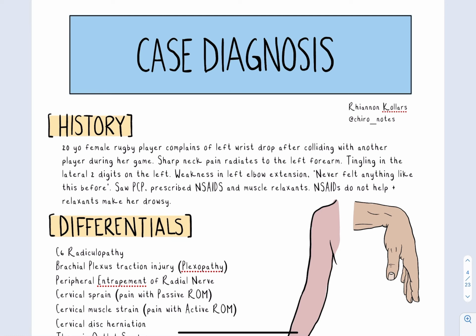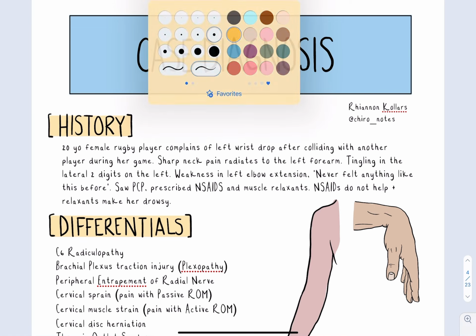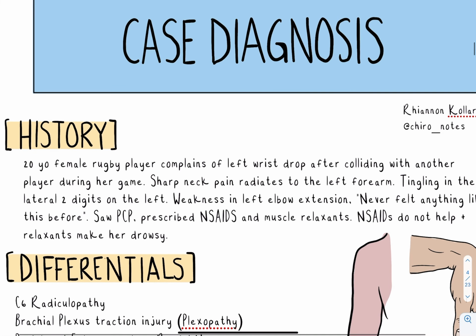We have a 20-year-old female rugby player. She complains of left wrist drop after colliding with another player during her game. Let's highlight some of the main ideas here. So it's a female. Sometimes that's important, sometimes it's not, but we need to know it anyway. It's a young female, 20 years old, but they're skeletally mature.